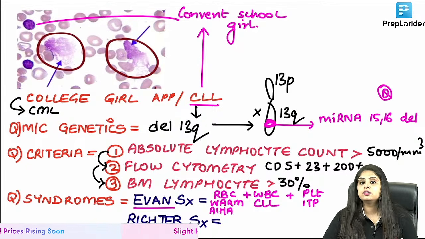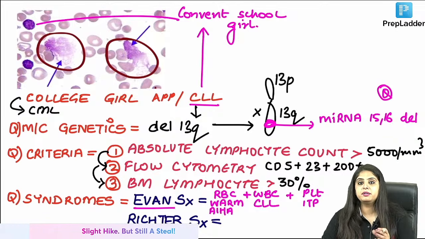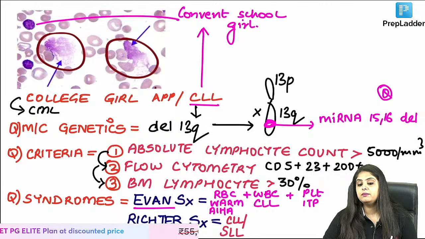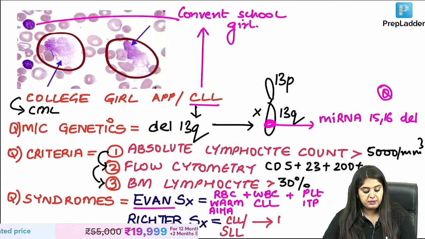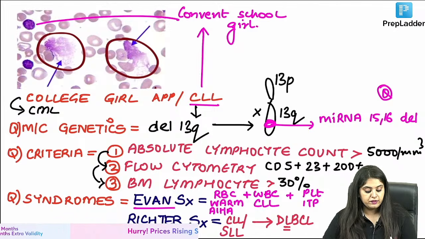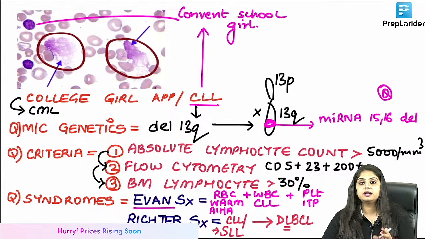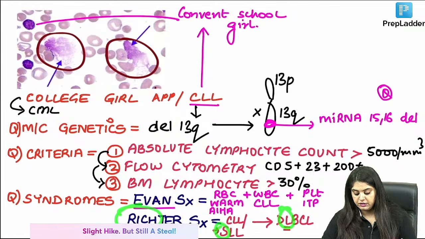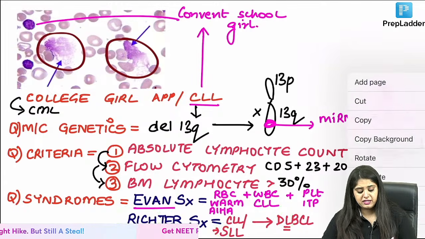Second can be rich. Rich means a small person becomes a big person. So CLL can have a lymphoma component called small lymphoma. This small lymphoma decides that I want to become a big person, DLBCL, I want to become a large lymphoma. So when a small person becomes a big person, he is becoming rich, that is known as Richter syndrome.